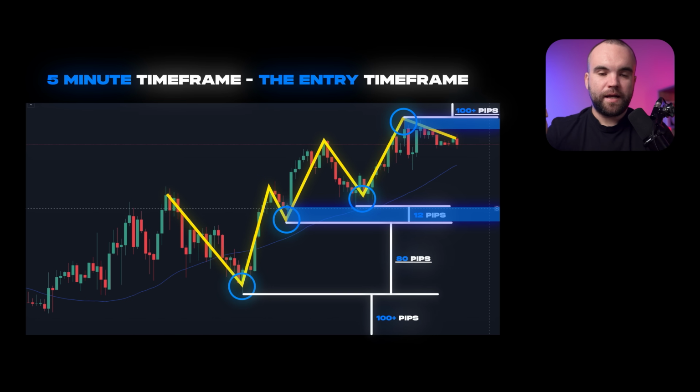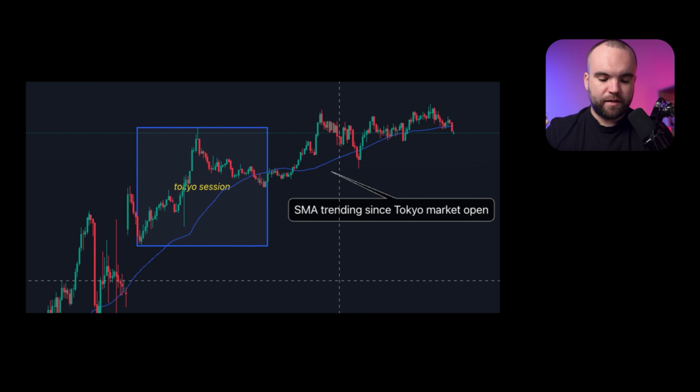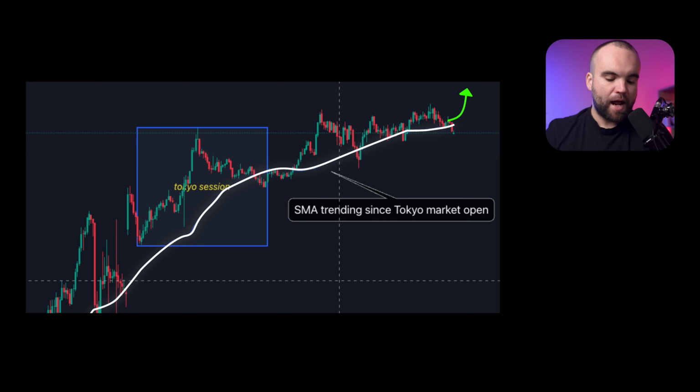Next, we observe the 50-period simple moving average. You must select simple moving average when you are adding this to your charts. Now, the 50 SMA in this particular example has been trending upwards from Tokyo session onwards, which means that it is trending bullish. Additionally, one of our hard rules is that if price is above the 50 SMA, we can buy, and if price is below, we can then look for short positions. This is a hard rule and it has to be adhered to at all times.